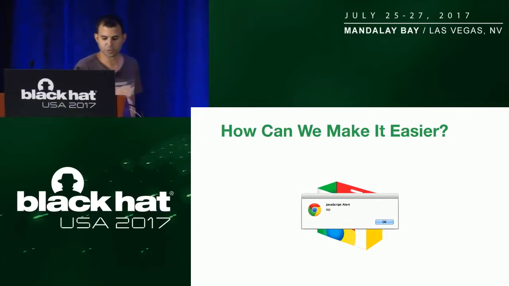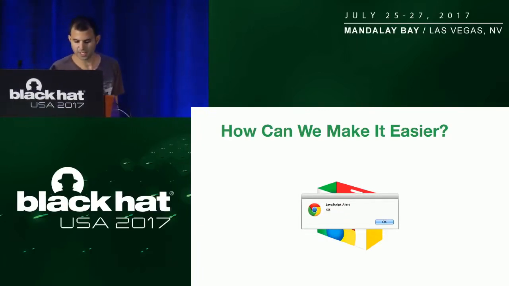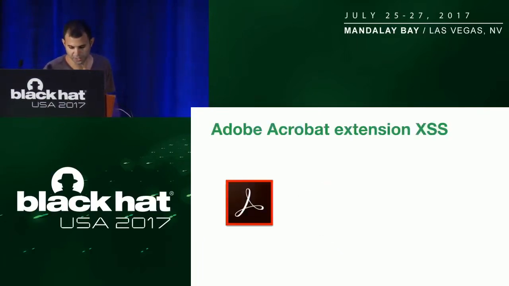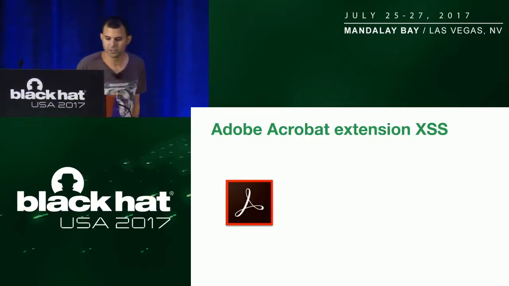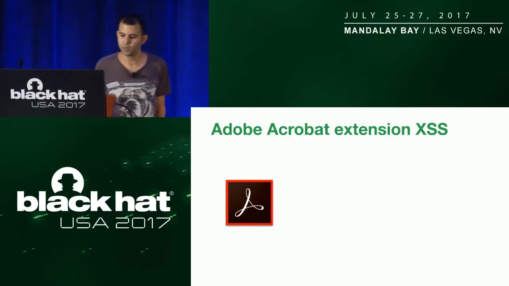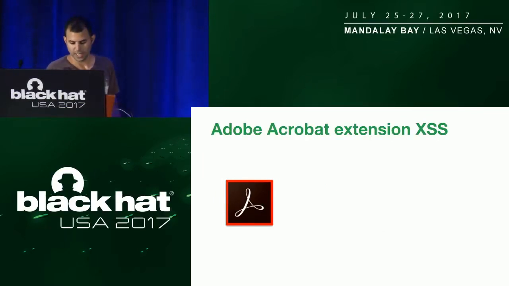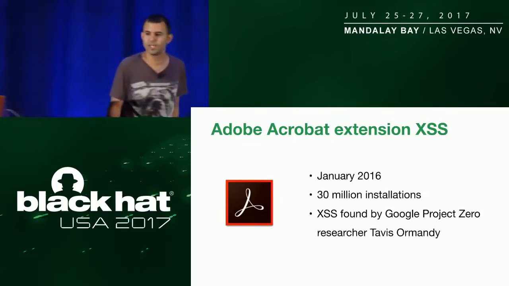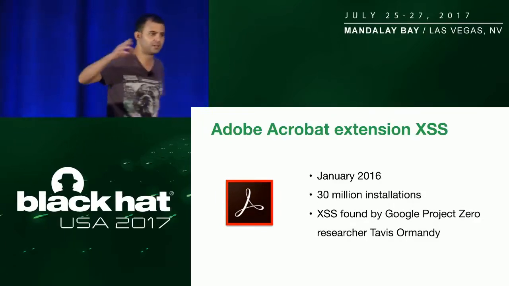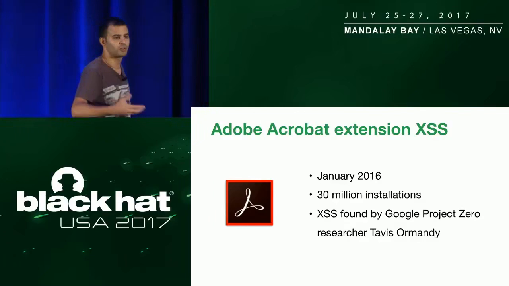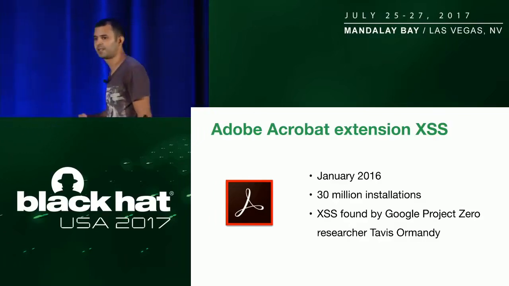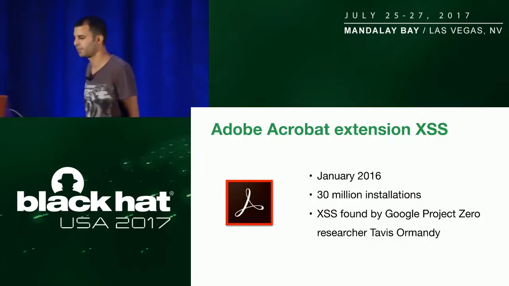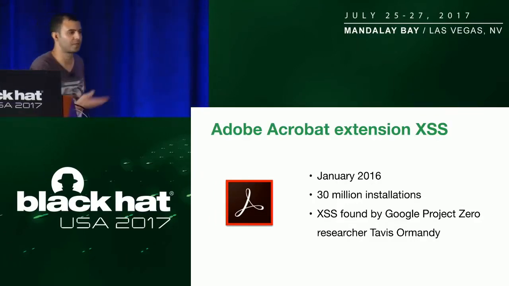So instead of explaining the difference between XSS in web pages and extensions, let's just have a look at some recent examples. The first example I want to show here is the Adobe Acrobat extension XSS. This extension aims to allow users to convert any web page into a PDF file. On January 16, it had 30 million installations, by the way. Adobe installed it automatically, without users' awareness, on all devices that had Adobe Acrobat Reader on it. That's why it got so many users.